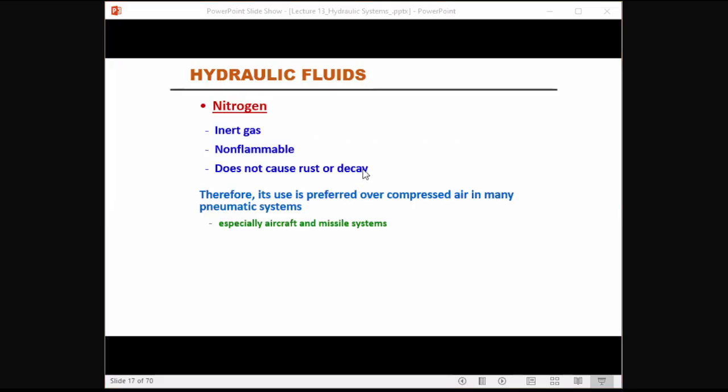According to this case, we can say the pneumatic gas must be non-toxic, and chemically stable. It should be a chemically stable one.